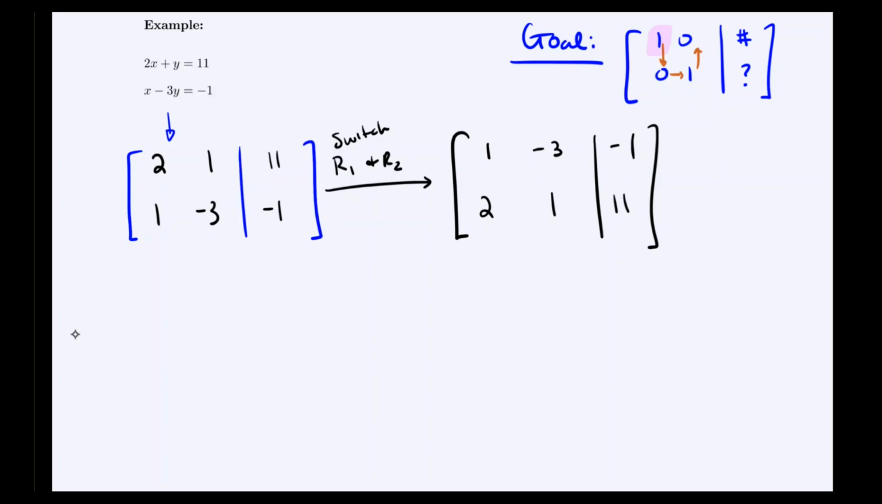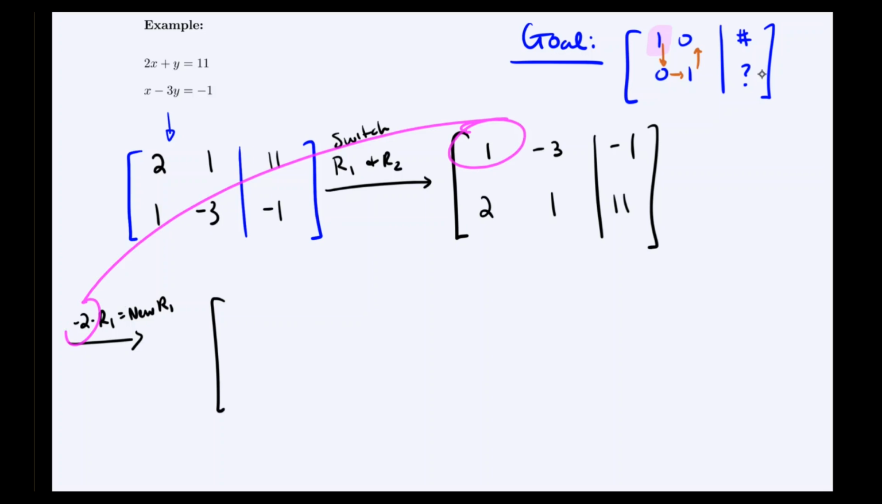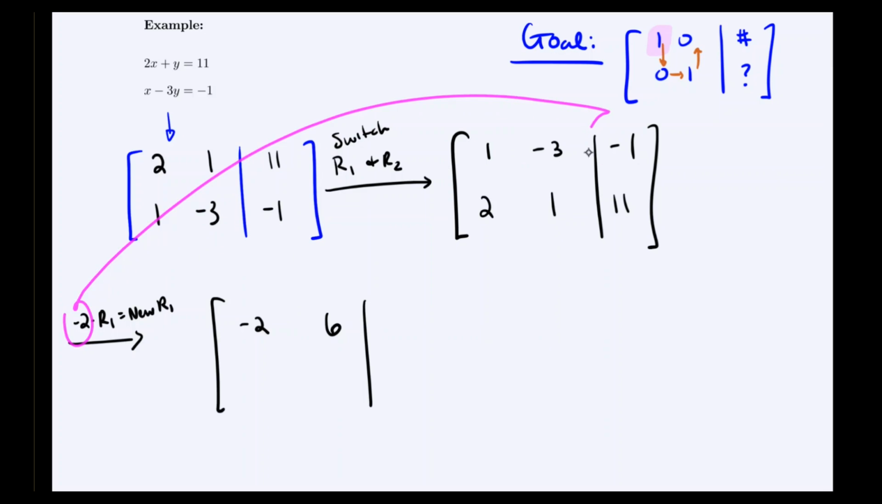I'm going to say next I'm going to take negative 2 times row 1. That's my new row 1, and I'm going to work in stages. I'm not going to add it yet. So negative 2 times each entry in row 1: negative 2 times 1 is negative 2. Negative 2 times negative 3 is a positive 6. Lots of small calculations here. Make sure that you don't make any mental math errors. Negative 2 times negative 1 is a positive 2.